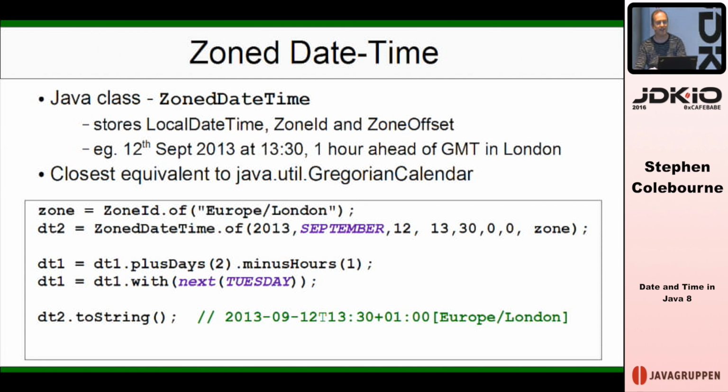So this is the closest equivalent to Gregorian calendar. The concept that Gregorian calendar had in terms of containing all the data, that's the equivalent here. But it's got a much nicer two-string format. So use this one.